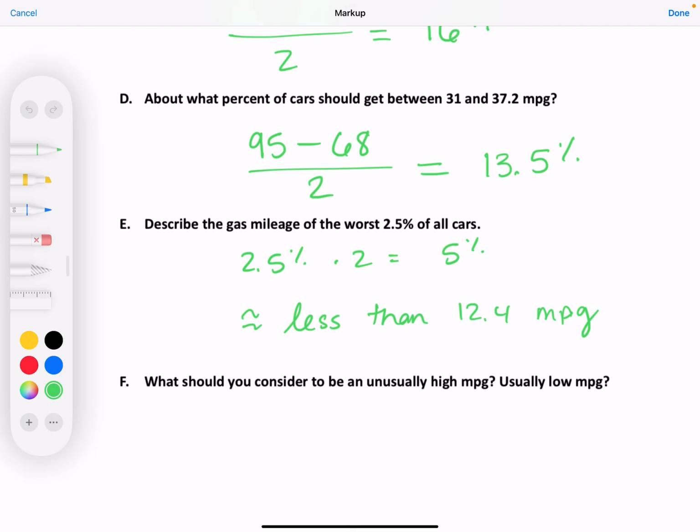All right, so picking up with this last question, what should you consider to be an unusually high miles per gallon and unusually low miles per gallon? So what do we consider unusual? An outlier. Above, like 3 standard deviations.